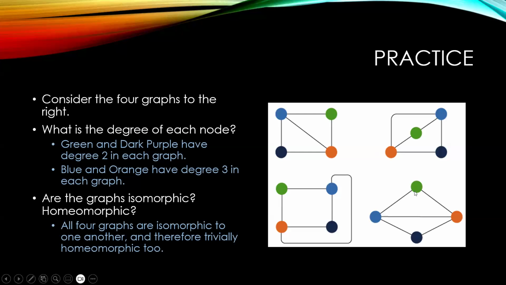Same here, same here. And the, what did I call this? Dark blue or dark purple. The dark purple is connected to the blue and the orange only. And note that's the same in all of these. All four of these graphs are isomorphic to one another, and so therefore they are trivially homeomorphic too. We didn't even have to do any subdivisions. They are all the exact same graph, just presented in different ways.